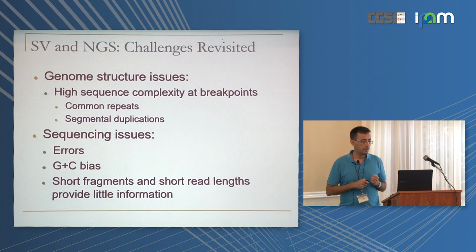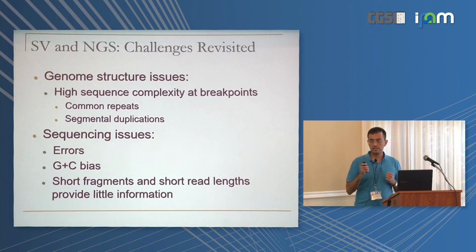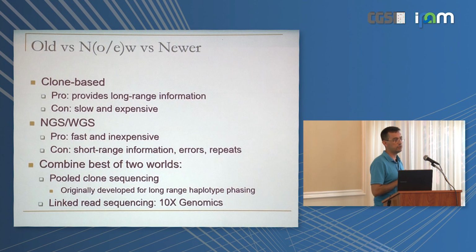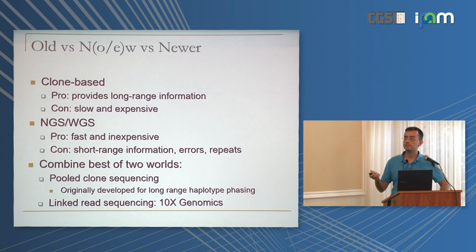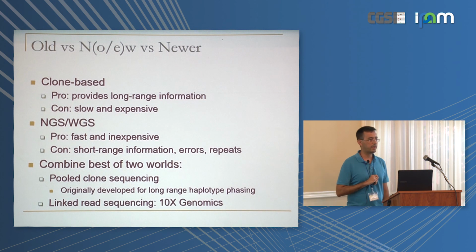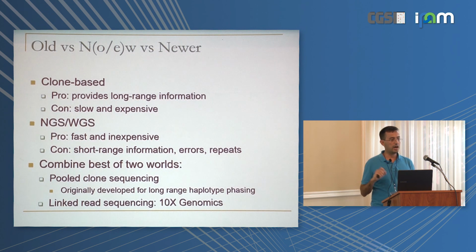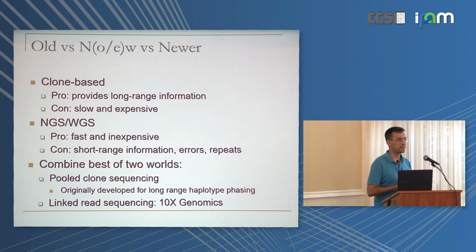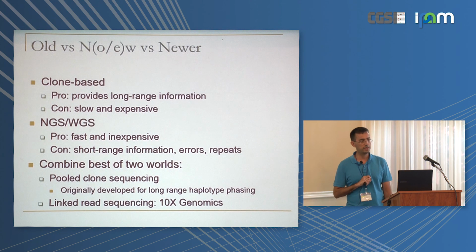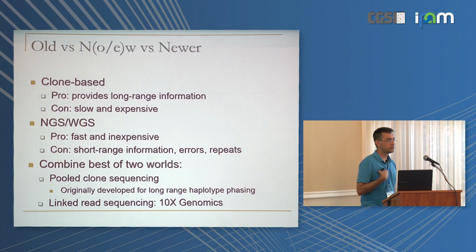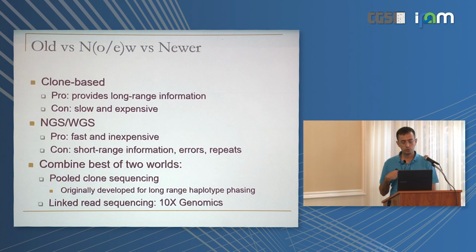Right? So what are we going to do? Let's look at old versus new technologies. The old one was clone-based, so the good thing was it provides long-range information and also long reads, but they are slow and they are expensive. The new technology is NGS. It is fast and inexpensive, but it has short-range information, and errors and repeats are problems. So what if we combine the best of those two worlds?